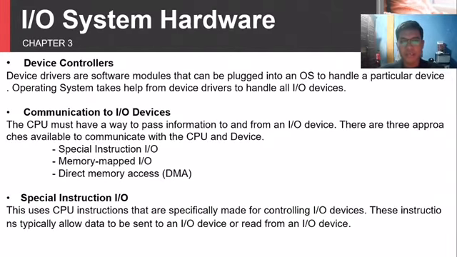First, special instruction I/O. This uses CPU instructions that are specifically meant for controlling a device. These instructions typically allow data to be sent to an I/O device or read from an I/O device.